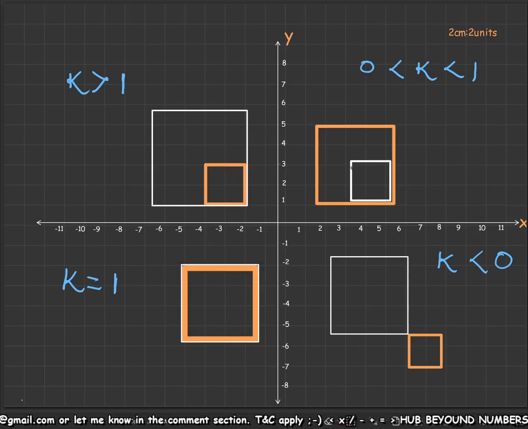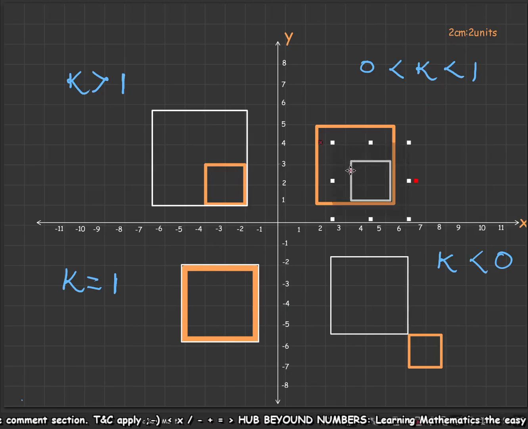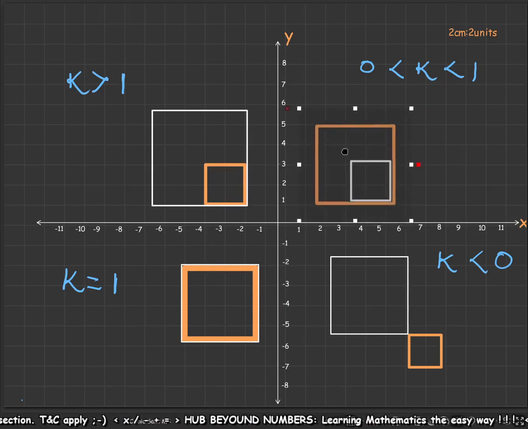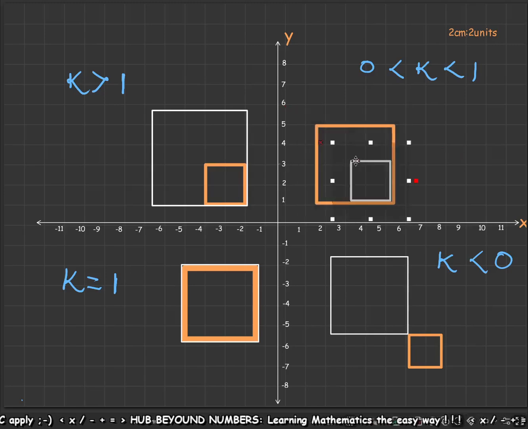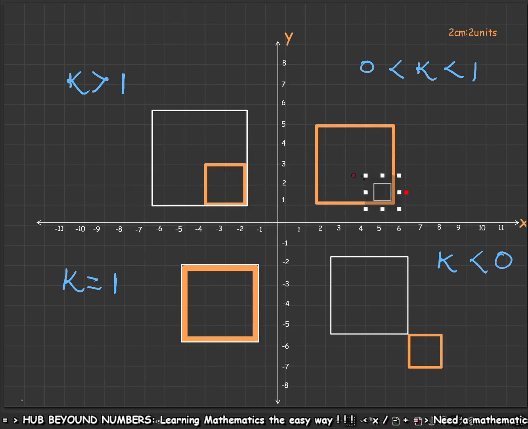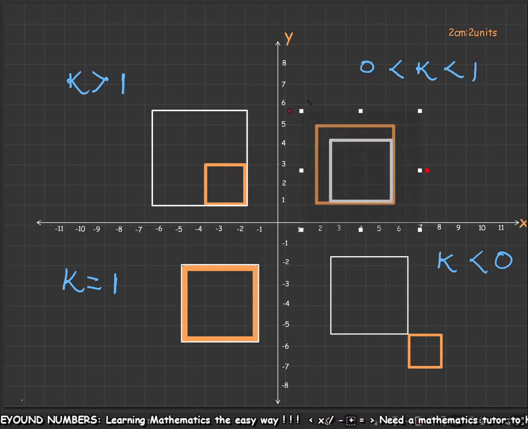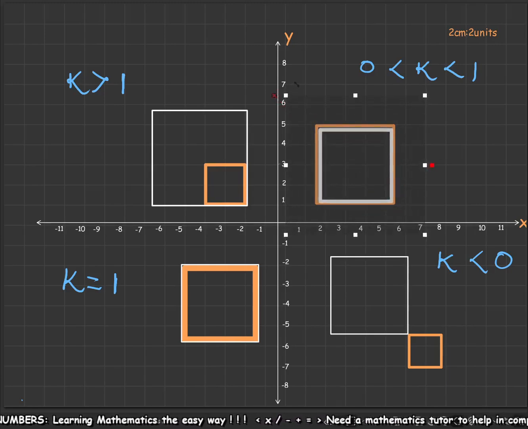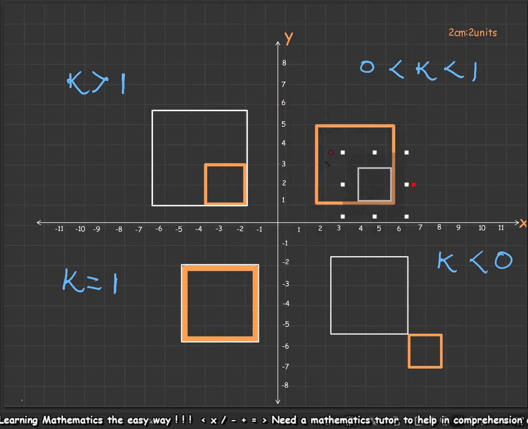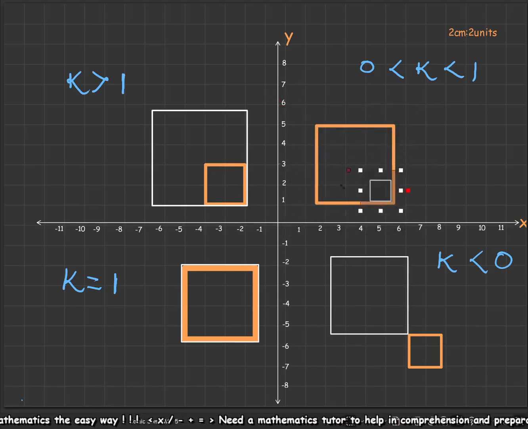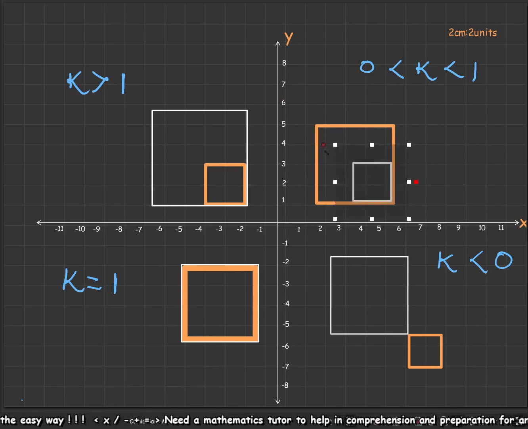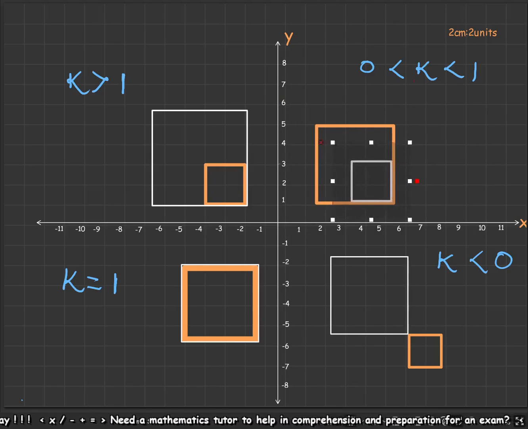But over here, we have our scale factor being between 0 and 1. So this is our object, and this here is your image after the enlargement. And as you can see, it has become smaller than the object itself, you see. So anytime you undergo enlargement and your resultant, which is the image, becomes smaller, then it means your scale factor is between 0 and 1.